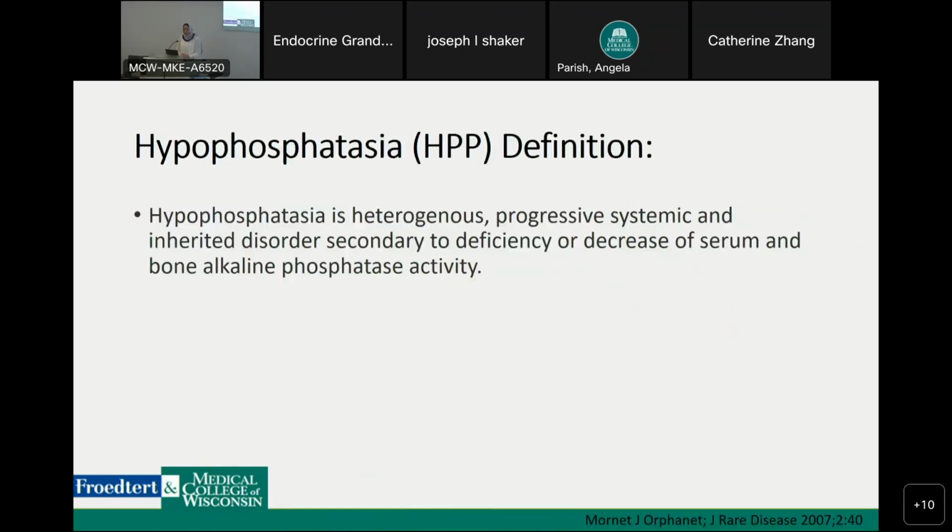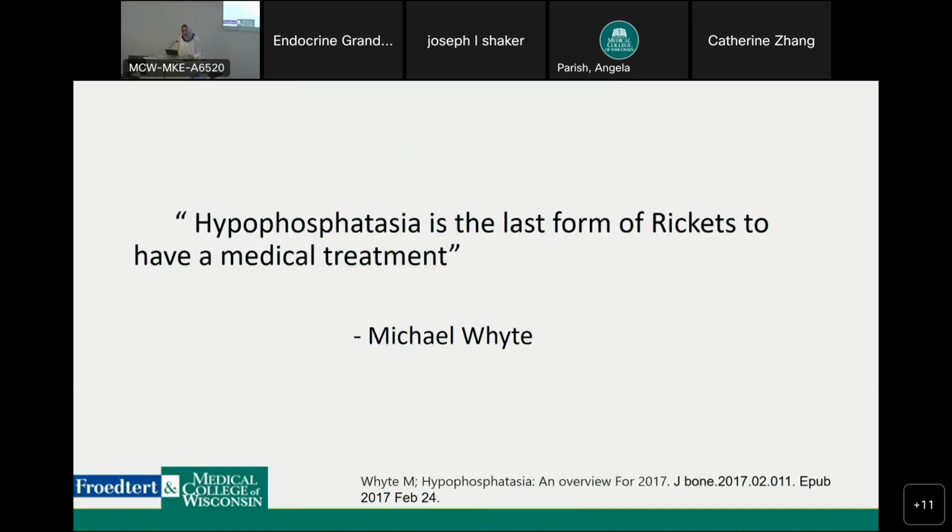So I'm going to now start talking about hypophosphatasia. Hypophosphatasia is a heterogeneous, progressive, systemic, and inherited disorder secondary to deficiency or decrease of serum bone alkaline phosphatase activity. And I like the definition by Michael White: hypophosphatasia is the last form of rickets to have a medical treatment.